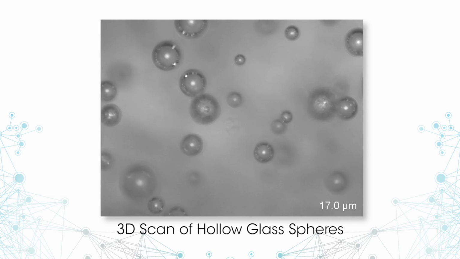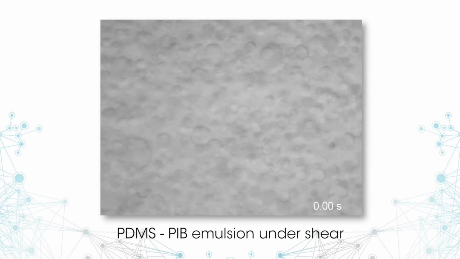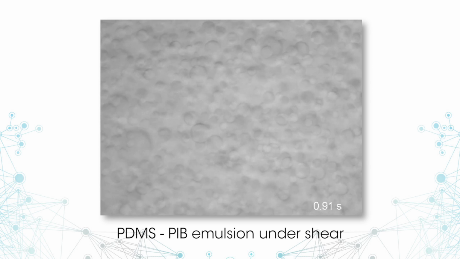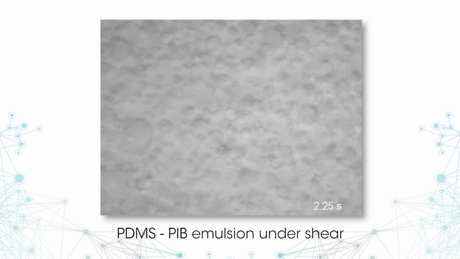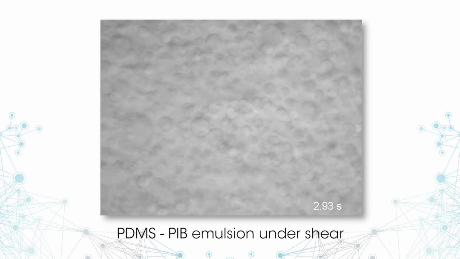Here's another example of Brightfield microscopy. In this case, we're looking at an emulsion under shear flow. This is a PDMS and PIB blend that's tested at 80 degrees C. The sample was sheared at a fairly low shear rate for about 1 hour, and then subject to high shear rate, about 50 inverse second for just 1 second.